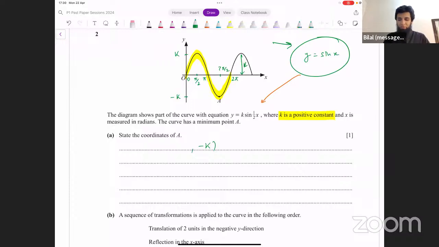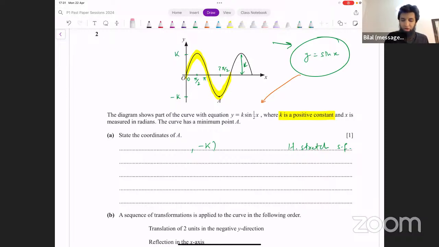Now, what about the x coordinate? What is the transformation that is happening horizontally? Half x. What does that mean? You're dividing by 2 inside the function. In horizontal transformations, things work the other way around. So if you're dividing by 2, that means it's a horizontal stretch of scale factor 2. So the period of the graph that was from 0 to 2 pi earlier, what is that going to become now once the graph gets stretched? The period of the graph is going to become 2 pi into 2, that's 4 pi.